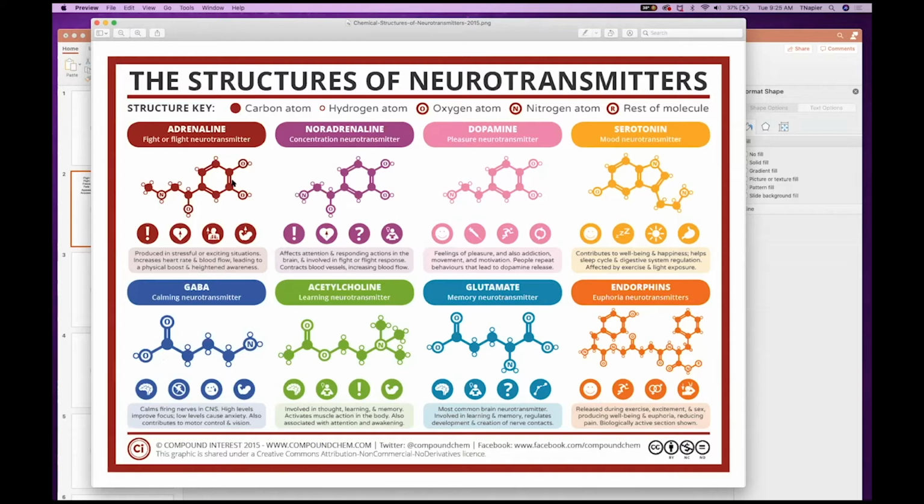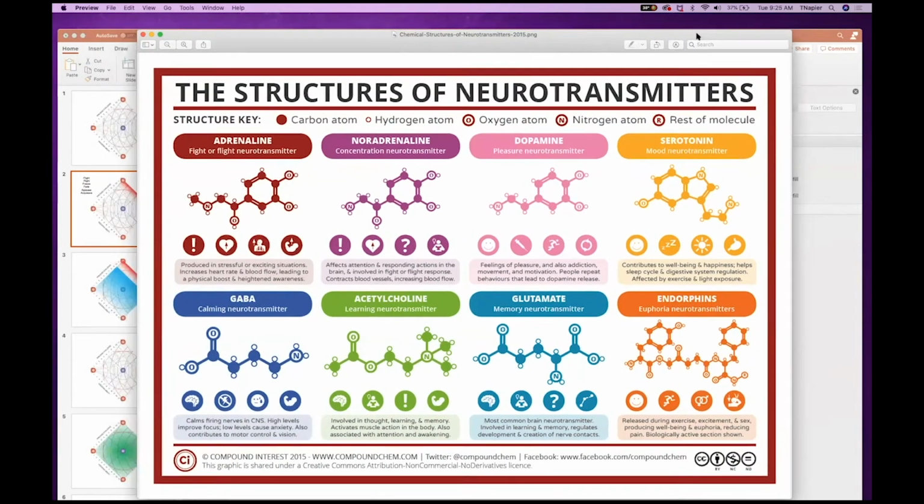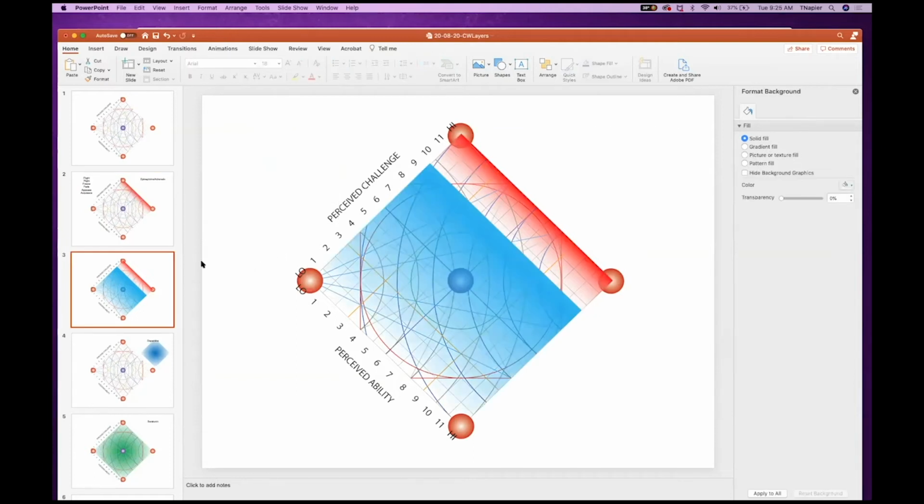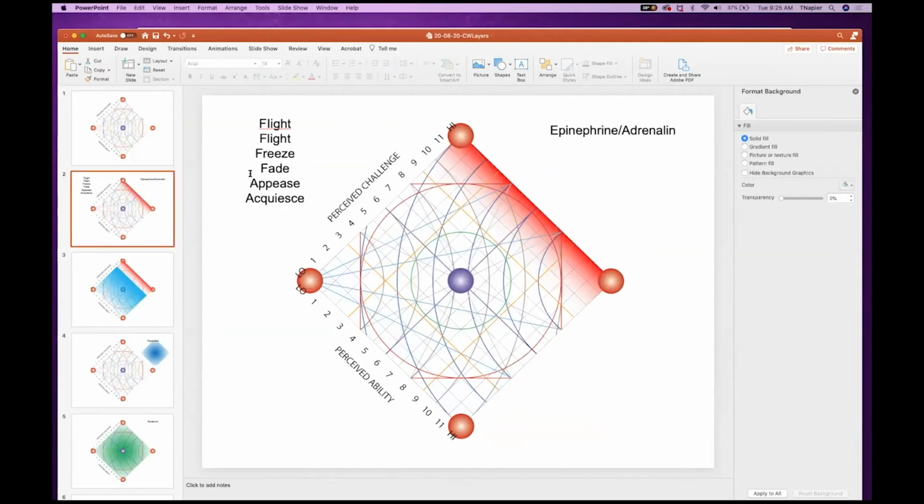When does adrenaline stop and noradrenaline come into play? So a concentration neurotransmitter, it is involved in the flight or fight response. It affects attention and responding actions in the brain. So what's happening is that the adrenaline is subsiding a little bit or hasn't been triggered yet. So we are more in, I'll show the next one, this would be the noradrenaline. And let me just copy this. I don't know why I lost my little plotting.